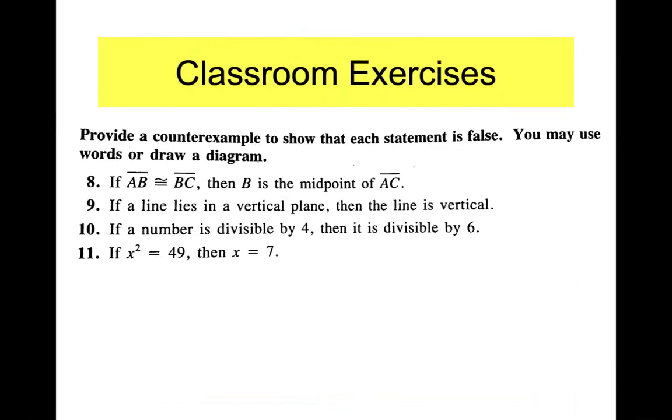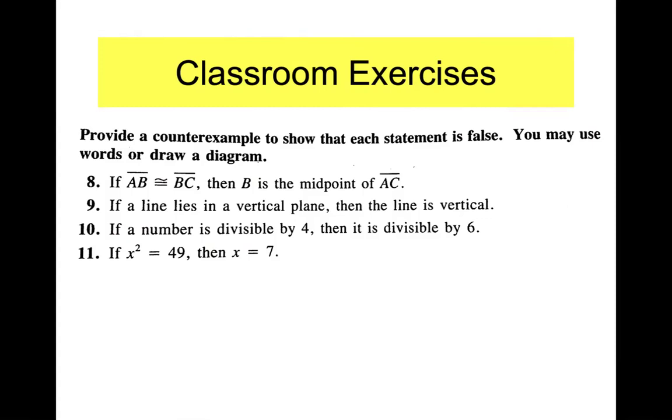So your homework will look something like this. They'll give you a statement and they'll say, provide a counterexample to show that each statement is false. You'll have to think those through logically. Let me give you an example here. Number 11, this is a classroom exercise. If x squared equals 49, then x is equal to 7. Well, that seems to be true because 7 squared is 49. But it also implies that -7 would make this true. So -7 squared, -7 times -7, is 49. So on number 11, provide a counterexample to show that each statement is false.